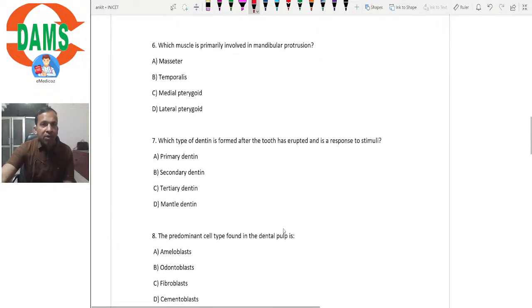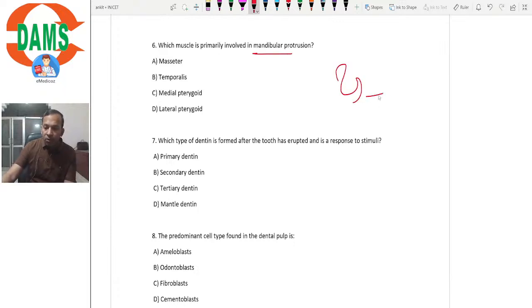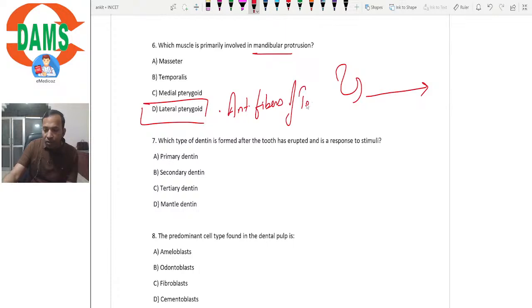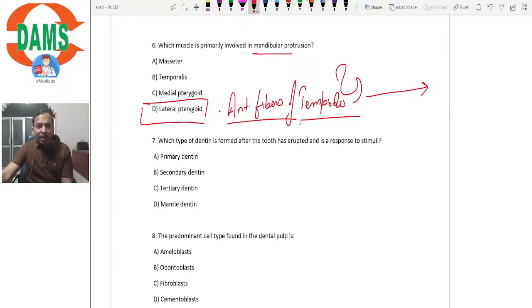Which muscle is primarily involved in mandibular protrusion? So the mandible has to be protruded, that is moved forward or moved mesially. So for mesial movement, basically lateral pterygoid, isn't it? Lateral pterygoid is the basic muscle. It is assisted by anterior fibers of temporalis, right?